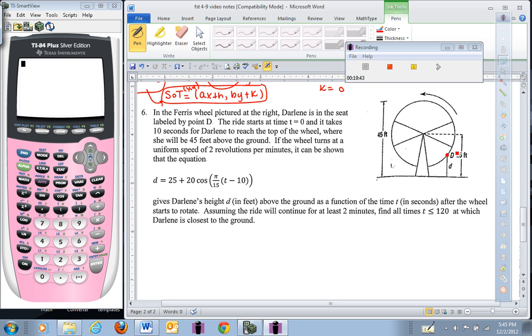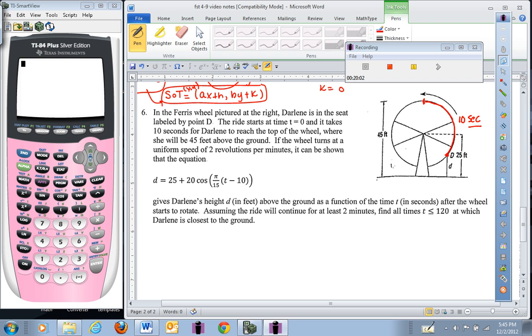When the ride starts at time t equals 0, and it takes 10 seconds for Darlene to reach the top of the wheel. So the top of the wheel would be right here. So when we go this distance to get to the top of the wheel, that distance in red is going to take 10 seconds for that to happen. Okay? She will be 45 feet off the ground when that happens. 45 feet off the ground.